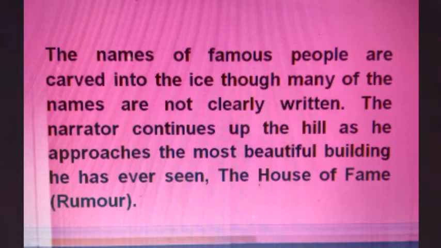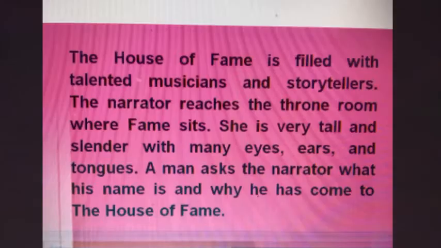The narrator continues up the hill as he approaches the most beautiful building he has ever seen, the house of fame, also called the Rumour. So now he reaches the apex of the beautiful house of fame. The house of fame is filled with talented musicians and storytellers. The narrator reaches the throne room where fame sits. So goddess fame sits in the throne room. She is very tall and slender, with many eyes, ears and tongues.